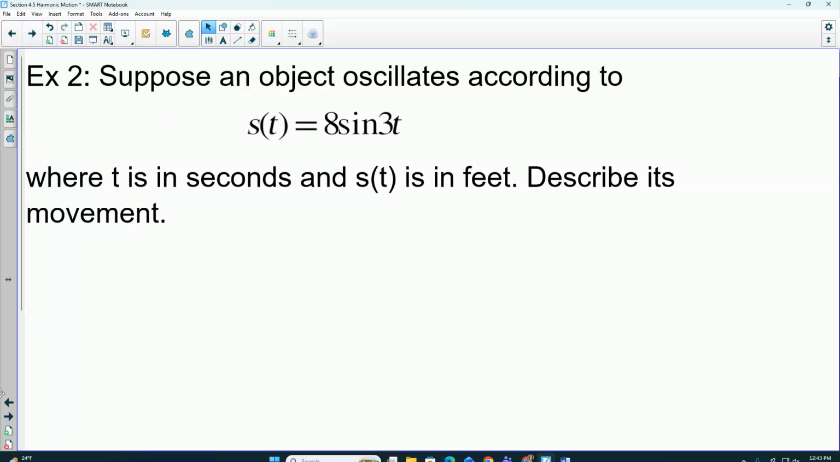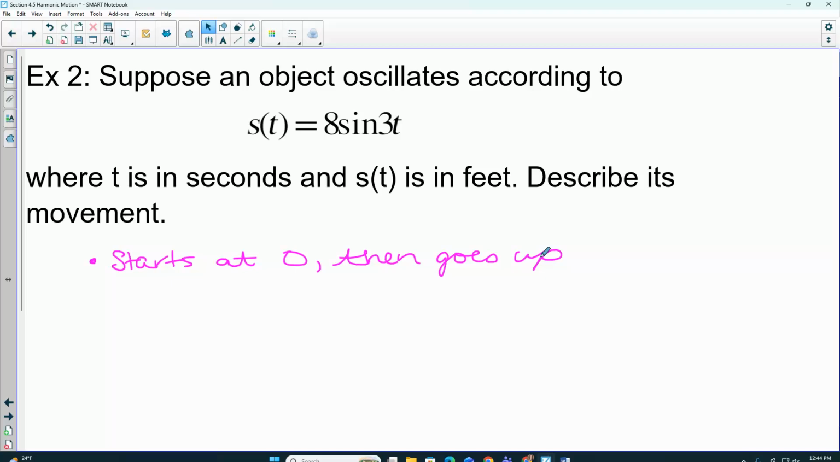All right, so this one, I gave you the equation to start with. I'm just asking you some questions about this one. So describe its movement. It's a sine function, so what could you tell me? Where does it start? It starts at 0. And then what does it do? Go up or down? Because it's a positive 8, right? We know sine starts at 0 and then goes up. And negative would have flipped it, but we didn't have that here.